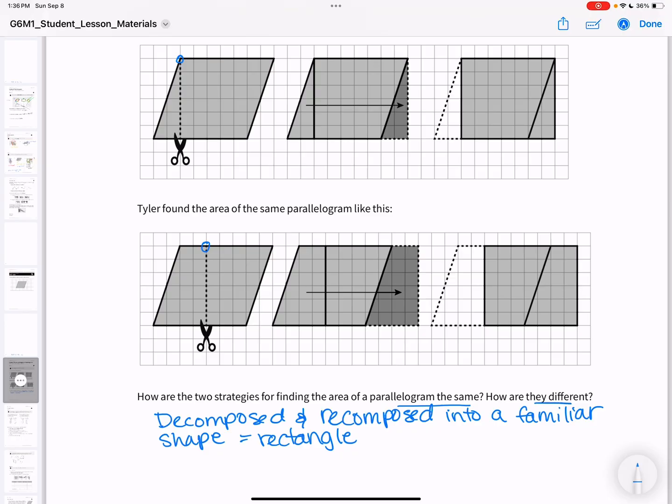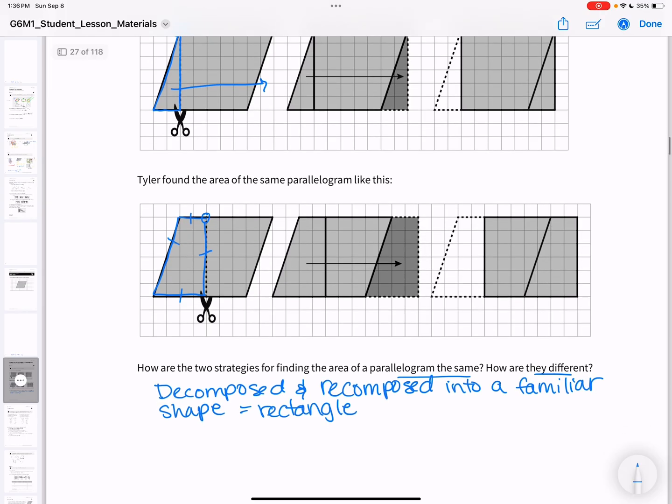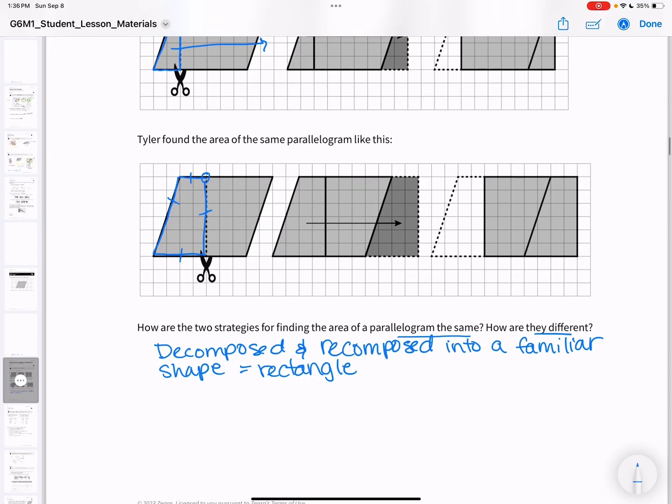How are they different? Well, Elena decomposed into a 90-degree triangle to move hers over. Tyler decomposed into a quadrilateral. A quadrilateral is a four-sided shape. Okay, he decomposed into a quadrilateral and moved it over. Both are fine. My preference is to start at a corner, but both are fine. And they recompose.